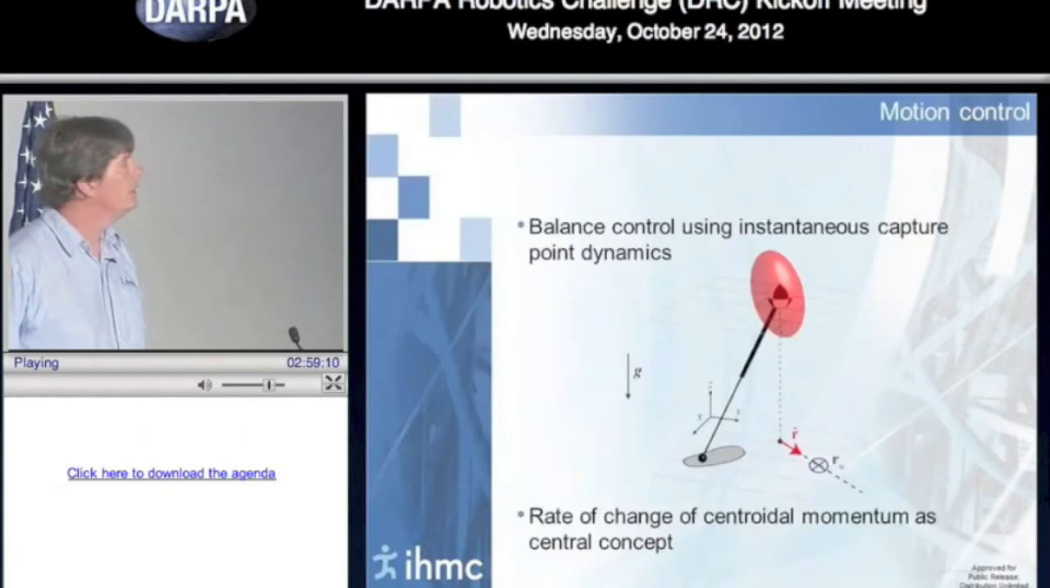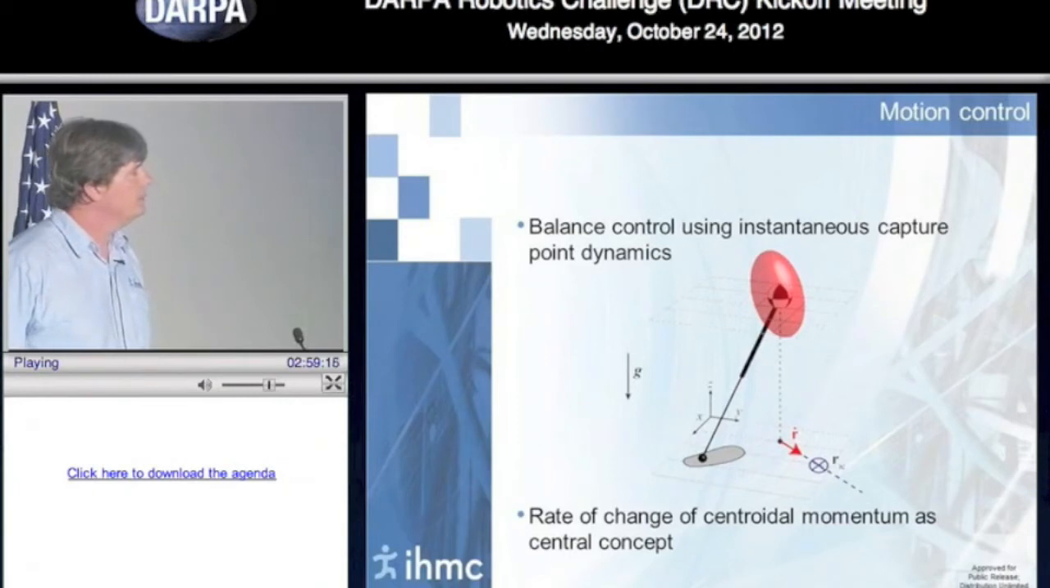Next slide, please. We have a lot of experience in bipedal walking. If anybody's interested in some of our work, I can point you to some papers. Next slide, please.